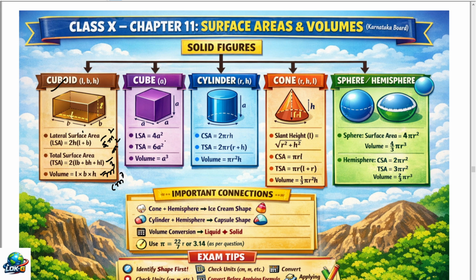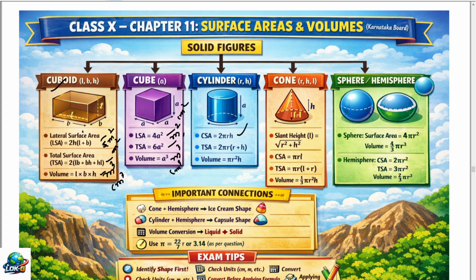Next, cube. What is the lateral surface area? Except top and bottom, every side is a square. Therefore, leaving top and bottom, you will get lateral surface area 4a square, total surface area 6a square. Square units means if it is meter, meter square. If it is centimeter, use centimeter square. Volume of the cube will be a cube, centimeter cube or meter cube. Then cylinder, curved surface area of the cylinder, you remember it is 2 pi r h.